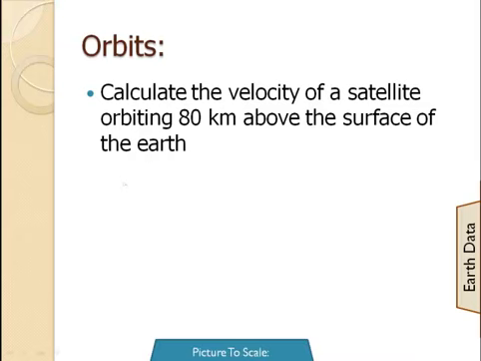So let's get calculating. The velocity of an orbiting object is equal to the square root of the gravitational constant times the mass of the planet divided by the orbital radius. In this case, the orbital radius is equal to the radius of the Earth plus the height of the satellite above the Earth, which I'll call h. The height above the planet is 80 kilometers, but the radius of the Earth is something we'll have to look up.